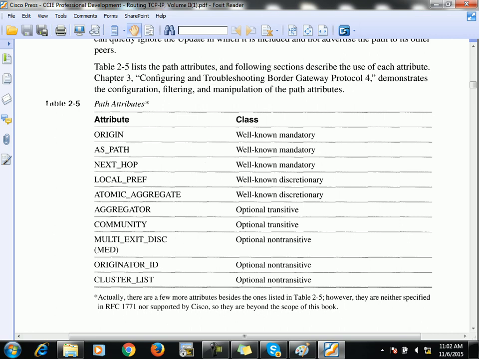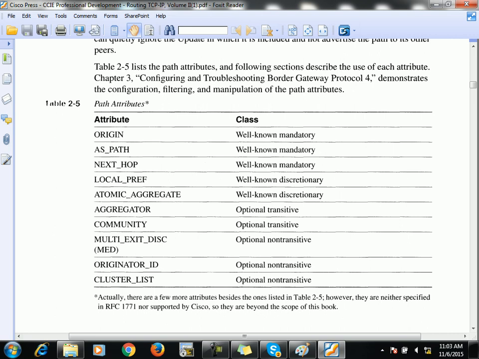Well-known discretionary. Atomic aggregate is kind of summarization, right? This attribute will be used during aggregation in BGP. So atomic aggregate will be known as well-known discretionary, and then aggregator is optional transitive. Community is also optional transitive. Then multi-exit discriminator MED is optional non-transitive. Originator ID is also optional non-transitive. Cluster list is also optional non-transitive.